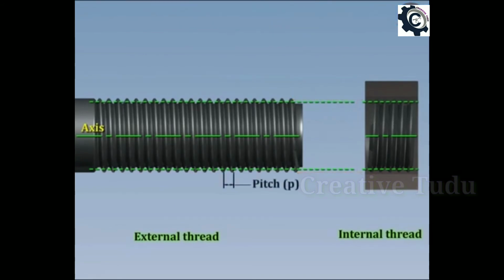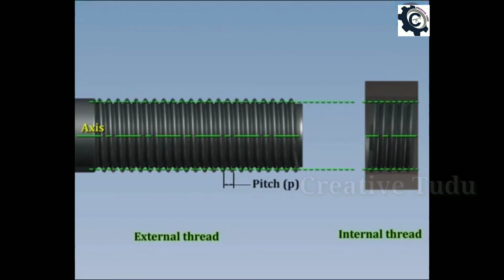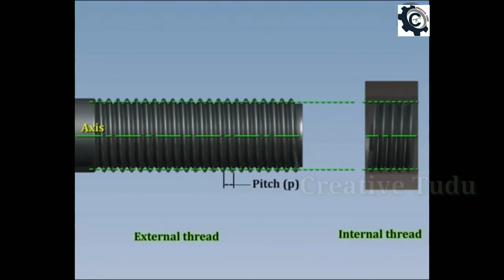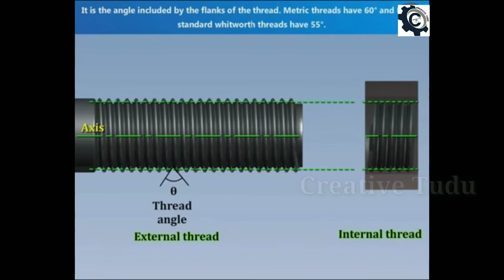Pitch, that is P. It is the distance from a point on one thread to the corresponding point on the next. Pitch is equal to 1 divided by number of threads per unit length of screw. Thread angle. It is the angle included by the flanks of the thread. Metric threads have 60 degree and British Standard Whitworth thread have 55 degree.